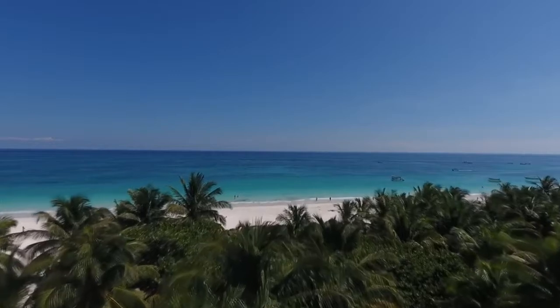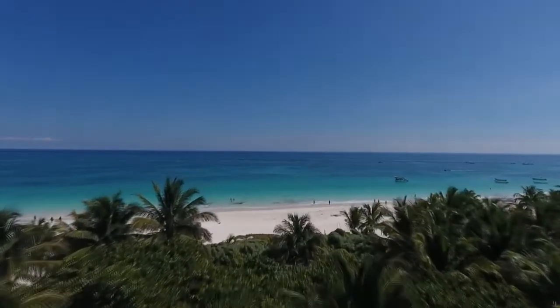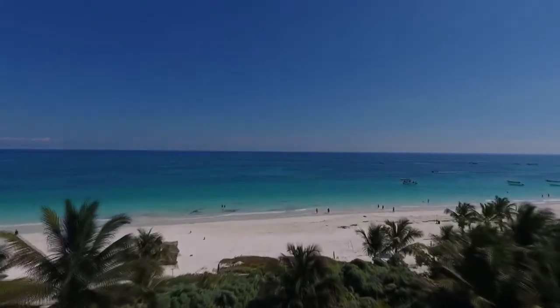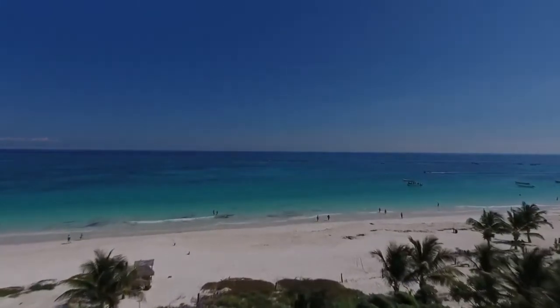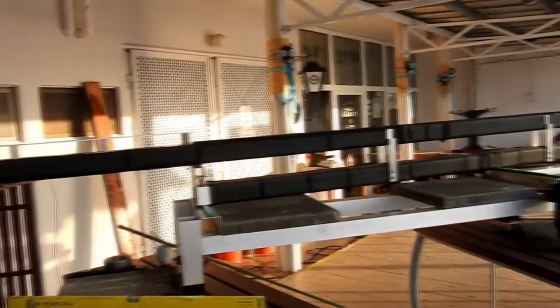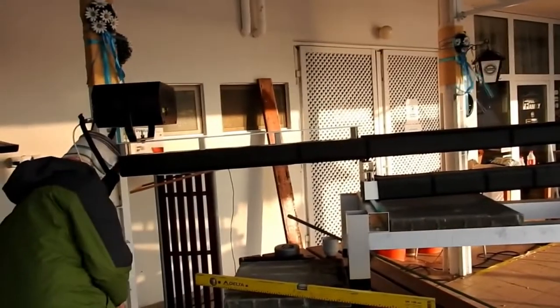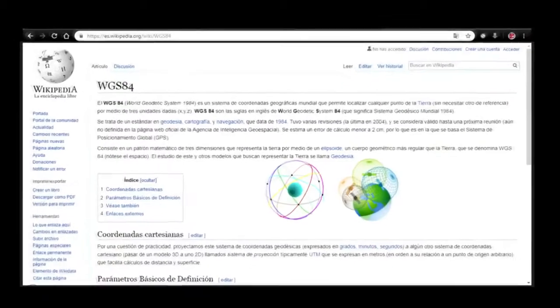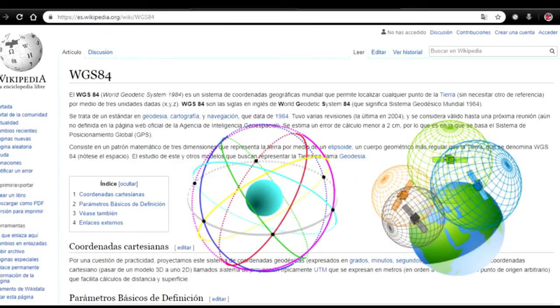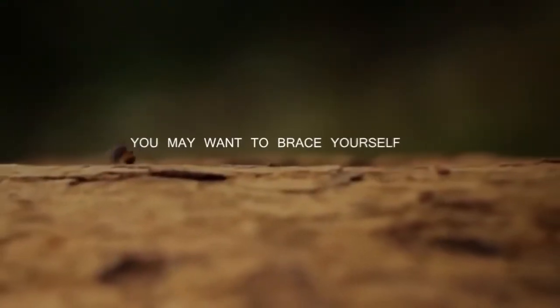Have you ever wondered how big the Earth really is? In this video, FE Core will guide you through a thought process to show how a simple idea of a measurement developed into a discovery that shakes the foundation of our current scientific understanding based on the WGS-84 map system, which is the accepted model for Earth's shape and surface. You may want to brace yourself.